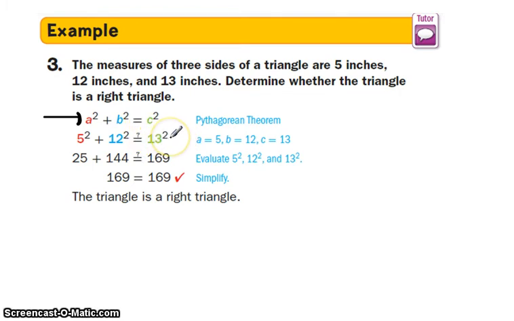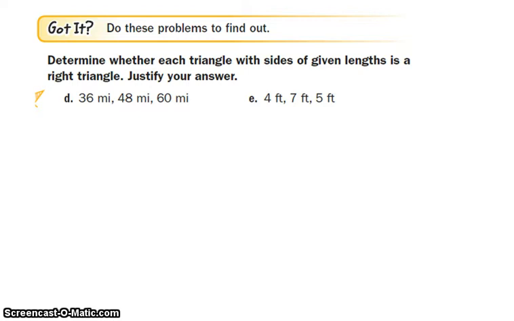It's the hypotenuse. So if we do our squaring, we get 25 plus 144 equals 169. 13 squared equals 169. Since both sides end up equaling each other, it's a true statement. Therefore, the triangle is a right triangle. Okay? Why don't you pause the video now and try these two got it problems.